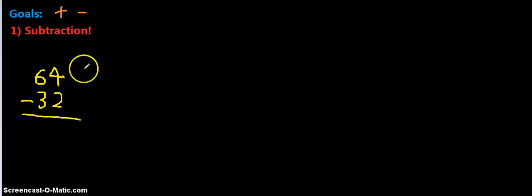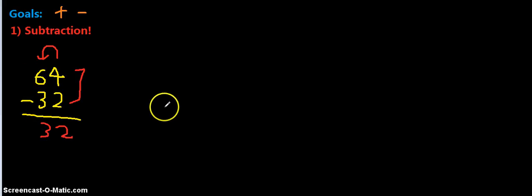Same as addition, we start with the rightmost column, and after we're done with that column, we move to the next column to the left. So we have 4 minus 2, which is just 2, and we have 6 minus 3, which is just 3. So 64 minus 32 is just 32. Great. Let's do a harder problem.